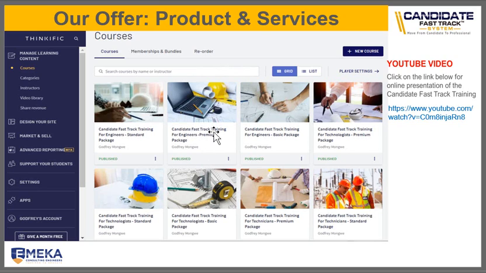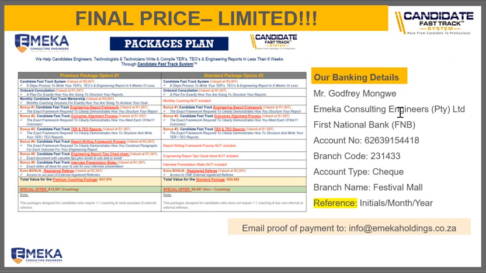But if you are struggling to pay through PayPal, what you can do then is use our banking details. You can pay depending on which package you want, and then use as the reference your initials, the month when you did the payment, and the year. Then you can email the proof of payment to this email address.